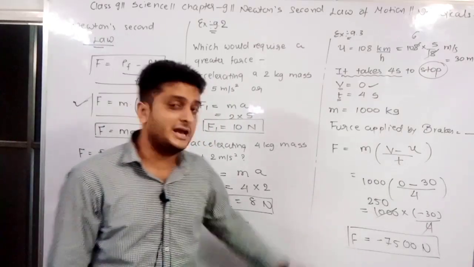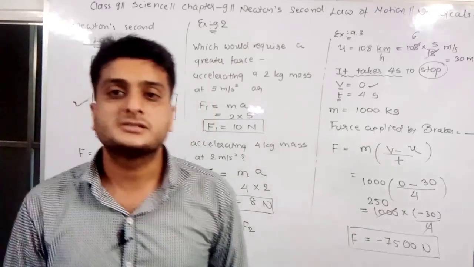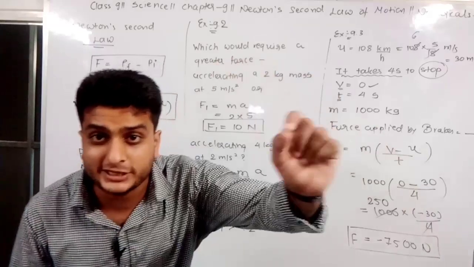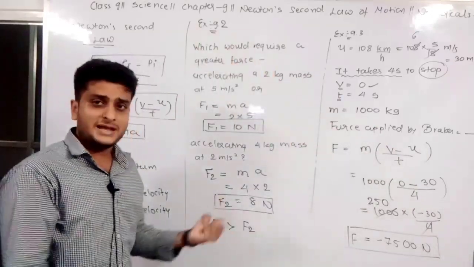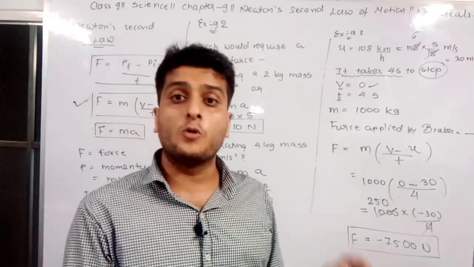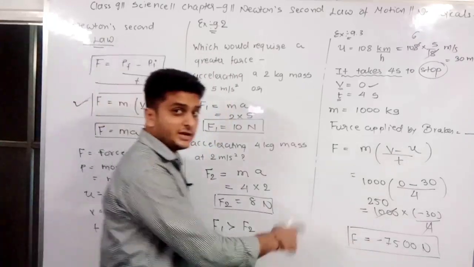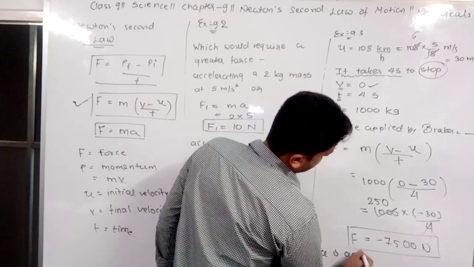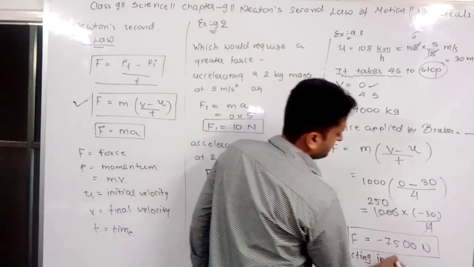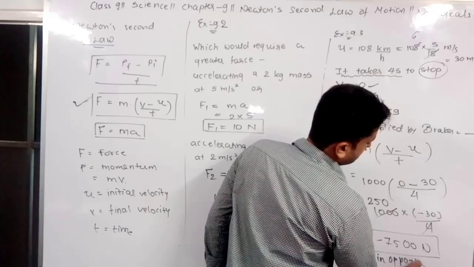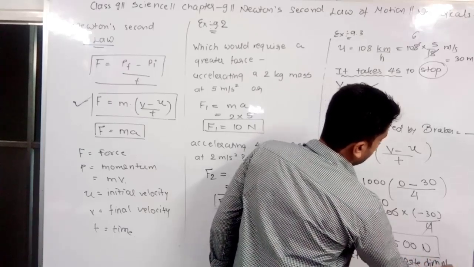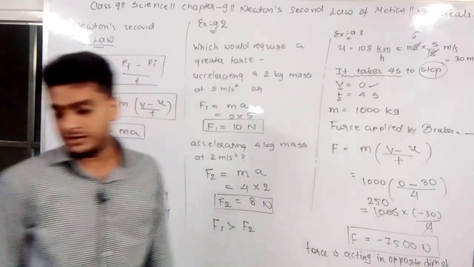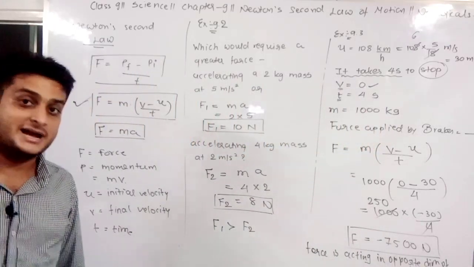What is the meaning of the negative sign? Negative sign basically means the force is opposite to the motion. When you apply the brakes, obviously the force will act in the opposite direction of the motion. So negative indicates the same thing. This force is acting in the opposite direction of motion. This force acts opposite to the motion. That is why the sign is negative.